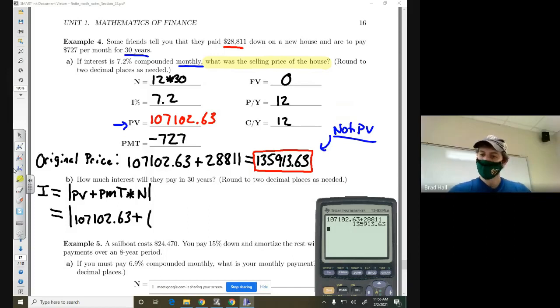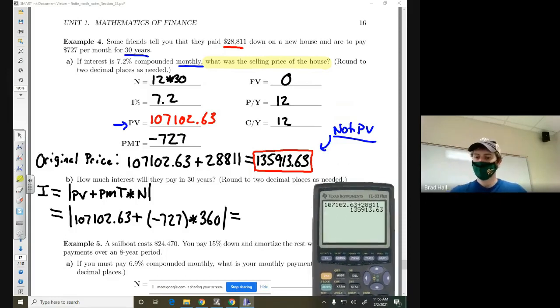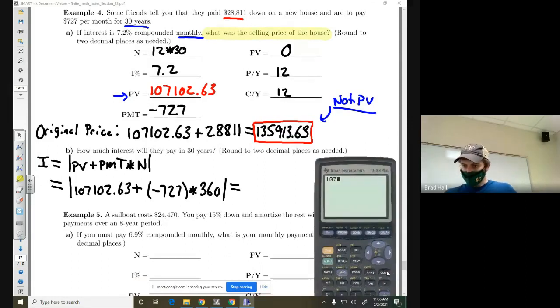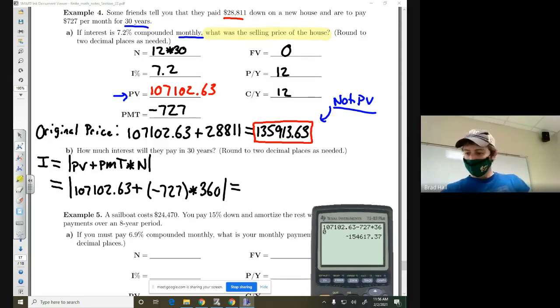So let's see, plus PMT, which is negative 727 times 360, and let's see what the calculator tells us. $107,102.63 minus 727 times 360. Absolute value says ditch the negative sign, so that's $154,617.37.